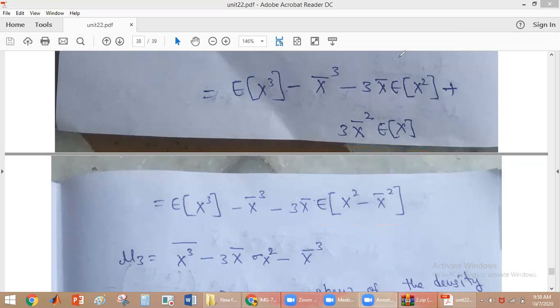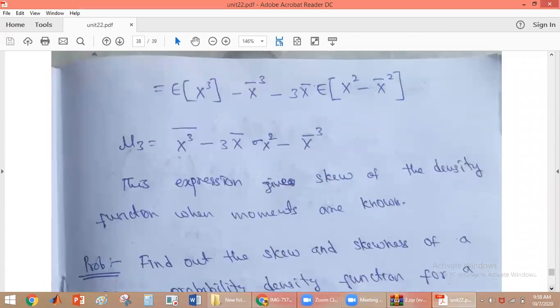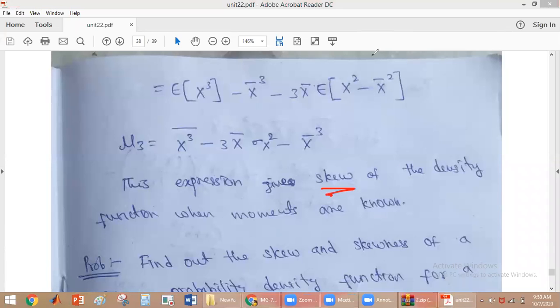So from this we obtain the relation between the central moment and moments about the origin. So what is mu 3? Mu 3 is nothing but the third central moment. It is also called skew value. So mu 3 is also called skew value.